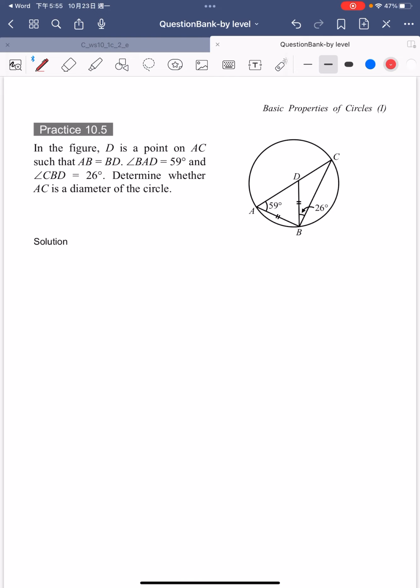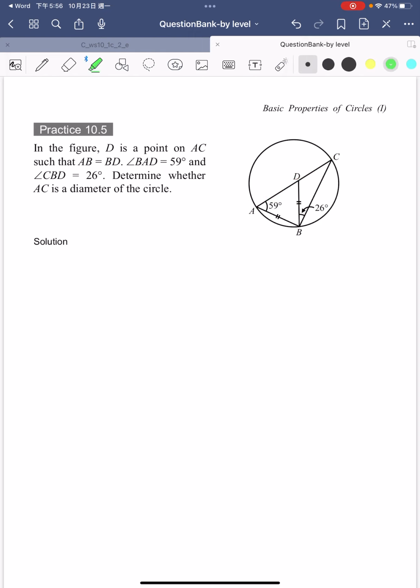Alright, so for question 5, in the figure, D is a point. They didn't tell you that D is the center, so you can't assume that, although it looks like it. So D is a point on AC, such that AB is equal to BD, and now we have the angle of BAD is equal to 59 degrees, and the angle CBD is equal to 26 degrees. Determine whether AC is a diameter of a circle.